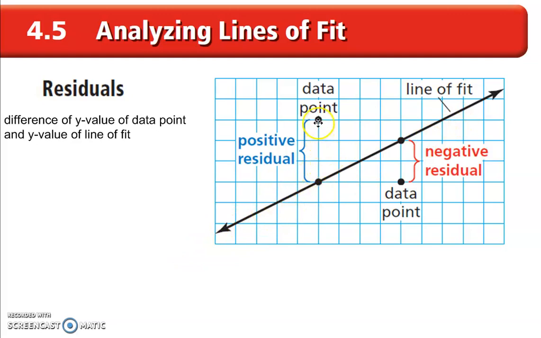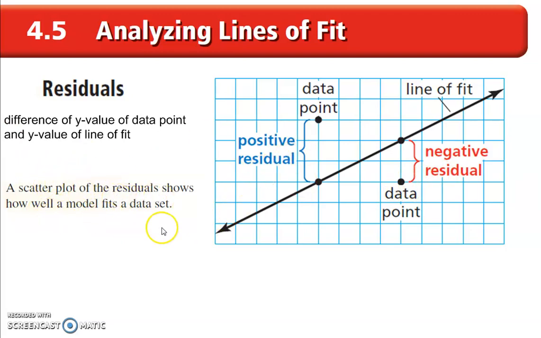Okay, so if we have a line of fit and there's a data point that's not on that line, the distance from the line to that data point is called the residual. Okay, if it's above the line, it's a positive residual. If it's below the line, it's a negative residual. And a scatter plot of residuals can show how well the model fits the data set, and we will look at that in class tomorrow.